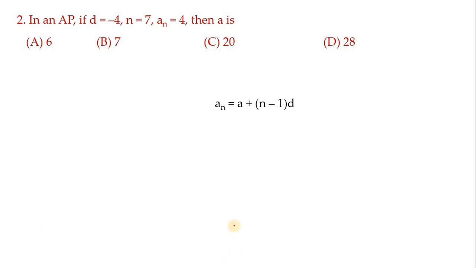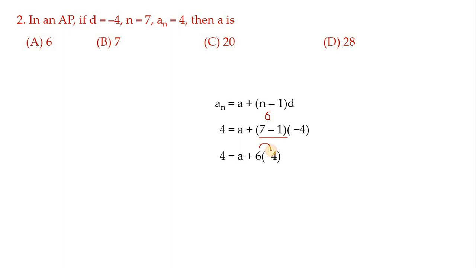So first write the formula. Now substitute the values in this, children. An value is 4, hence substituted 4. A value we have to find, hence write A as it is. N value is 7 and D value given minus 4. Let us simplify this now. 7 minus 1 is 6. Remaining terms write as it is.